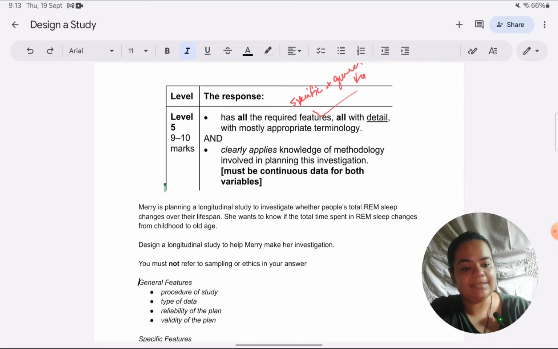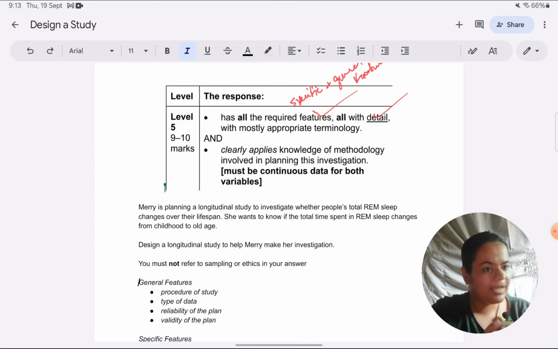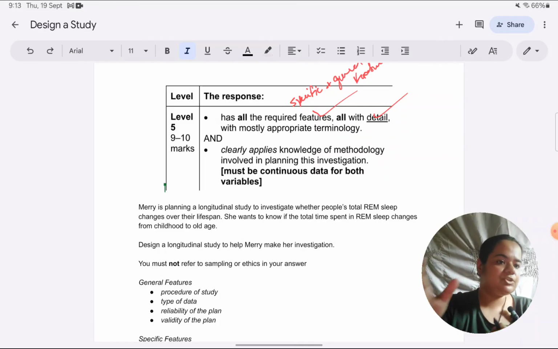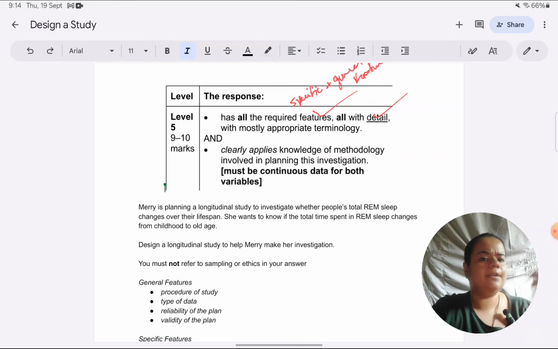Another requirement is they have to be covered with detail. As I took you through the plan, I also showed you how we are detailing. For one example, when I mentioned controls, I did not say Mary will include controls and that's why validity of the plan increases. I specified what control she's including. The example I gave is alcohol or coffee will not be allowed to be consumed. So that's how I've given detail of the feature of validity and control.